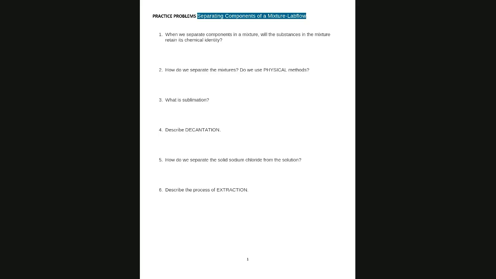Let's go to question number 2. How do we separate the mixtures? Do we use physical methods? Let's see. Who can answer that question?